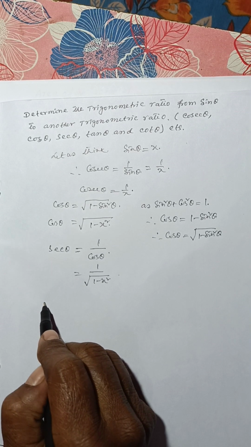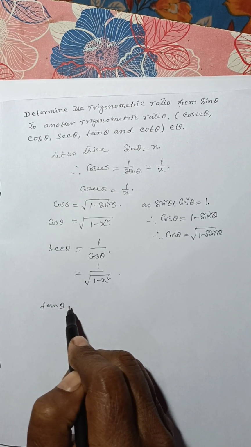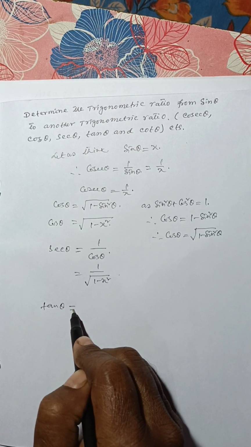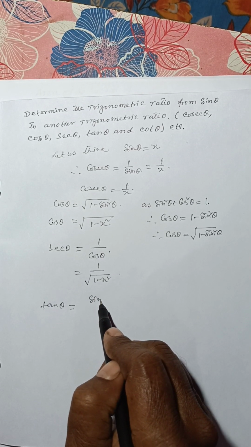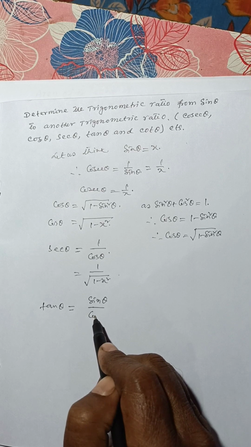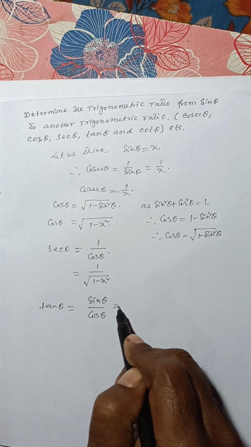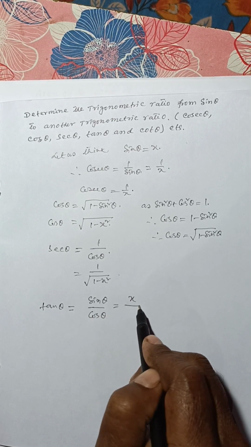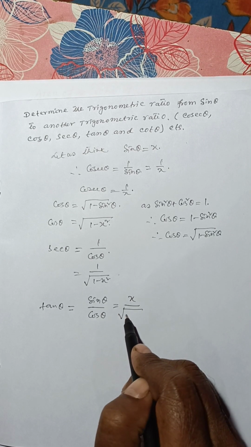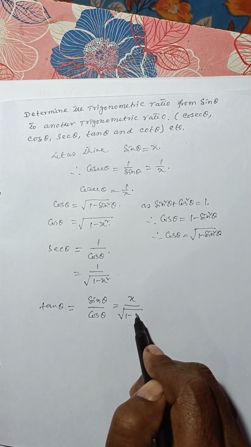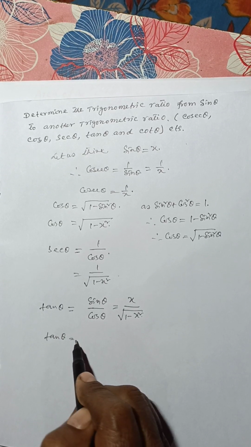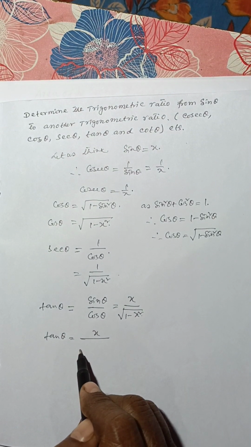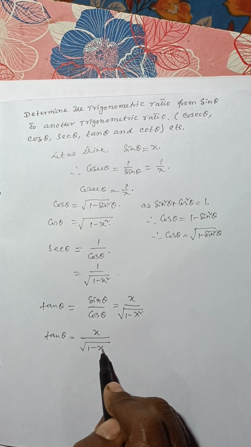Now tan theta. How will you determine the value of tan theta? Now tan theta equal to sin theta by cos theta, as sin theta equal to x and cos theta equal to root over 1 minus x square, then we can write tan theta equal to x by root over 1 minus x square.